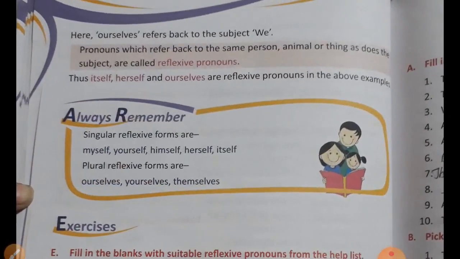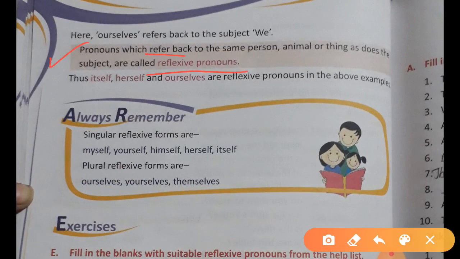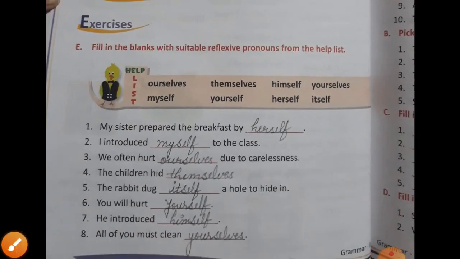On the next page you can see here the definition of reflexive pronoun. Pronouns which refer back to the same person, animal or thing, the subject, are called reflexive pronouns. So here are the examples. Singular reflexive pronouns are myself, yourself, himself, herself, and plural are ourselves, yourselves, themselves. Okay, so here are the fill up exercises.